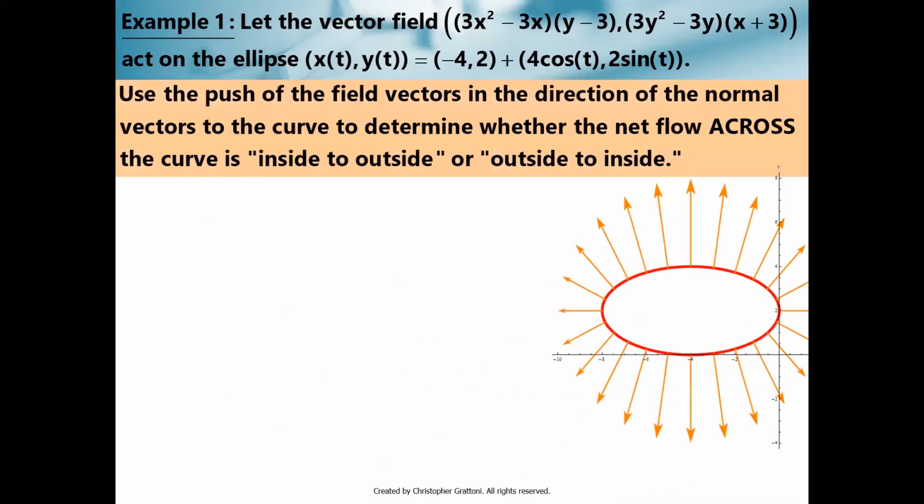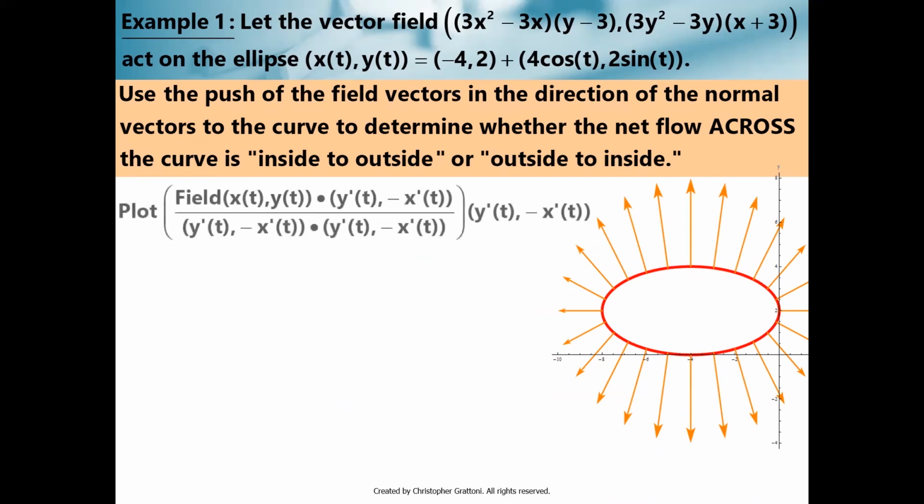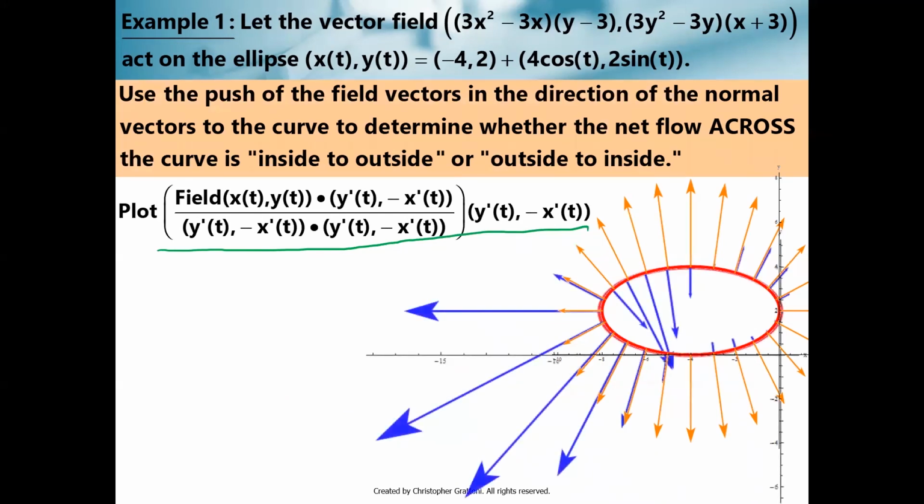All right, and we could do the same thing with the push of the field vectors in the direction of the normal vectors, and we can get a sense of how these field vectors are trying to change our direction. Is the net flow of the vector field across the curve inside to outside or outside to inside? So very similar setup here. This is the push of the field vectors in the direction of our right-footed normal vectors. Now this all works, by the way, because cosine comma sine has a counterclockwise orientation.